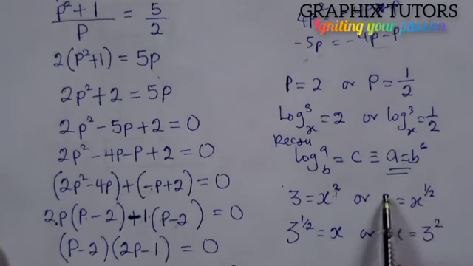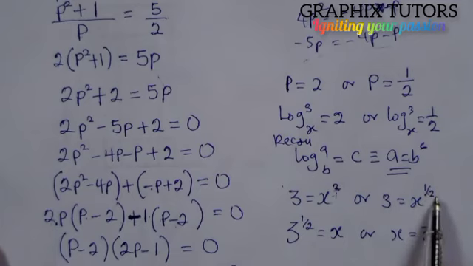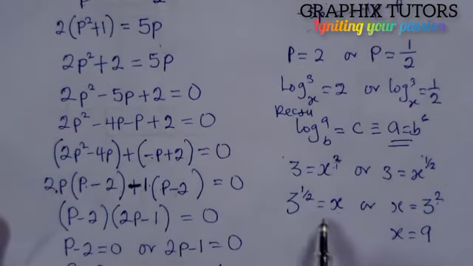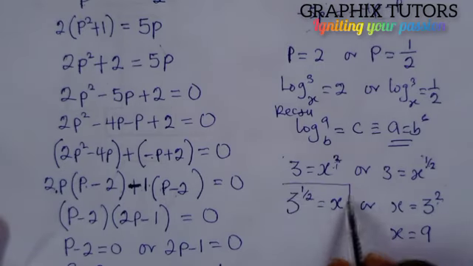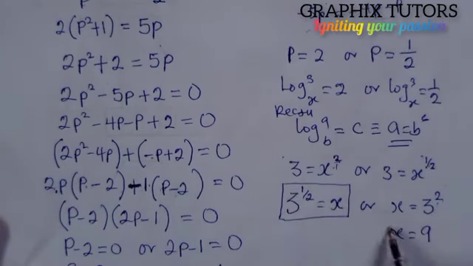You see what I did here? When this is coming to this side, it changes its position. The 2 comes to where the 1 is, and the 1 comes to where the 2 is. So we'll be having 2 over 1, which is just 2. So we can say our x is equals to 9, or our x is equals to 3 to the power of 1 over 2. So any of these two scenarios is your answer.